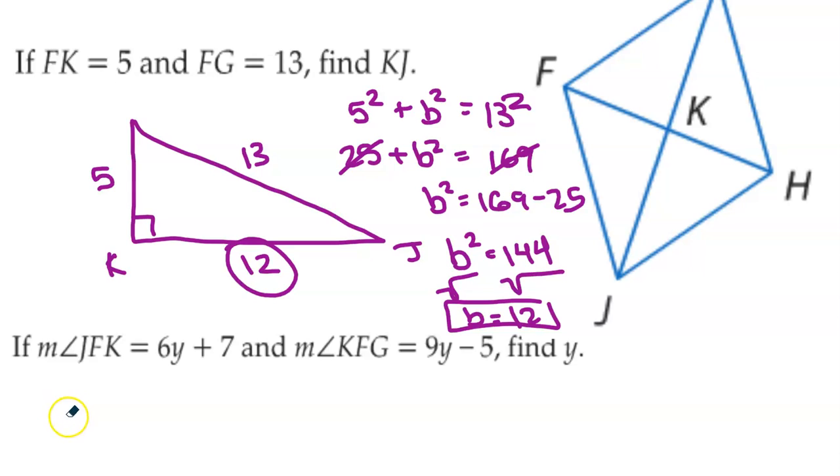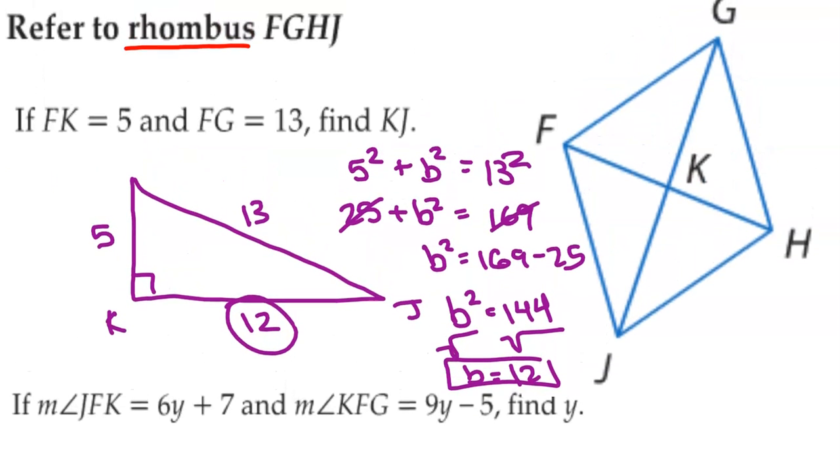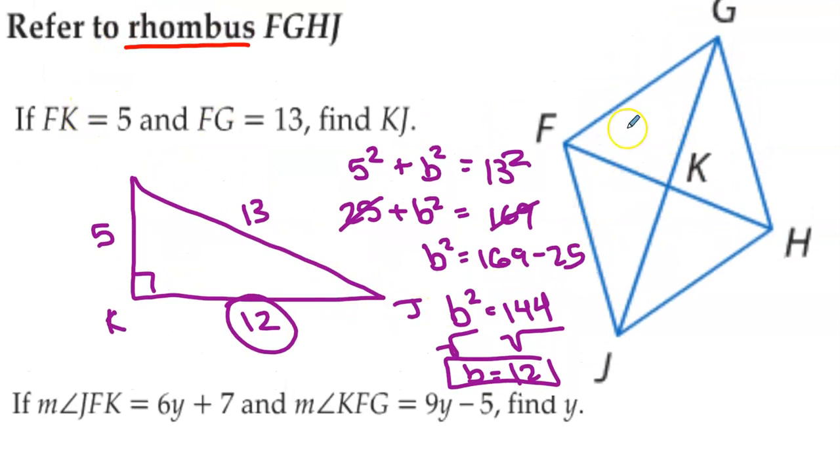So this one says, if the measure of angle JFK equals 6y plus 7, so let's go ahead and label that KFJ. So KFJ, that's right here, and that is 6y plus 7. And the measure of angle KFG is 9y minus 5. They want us to solve for y.